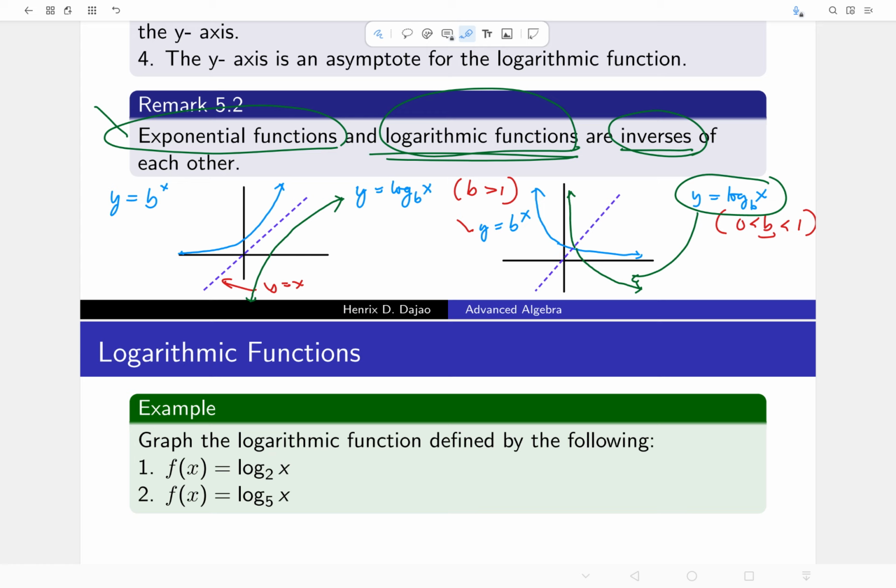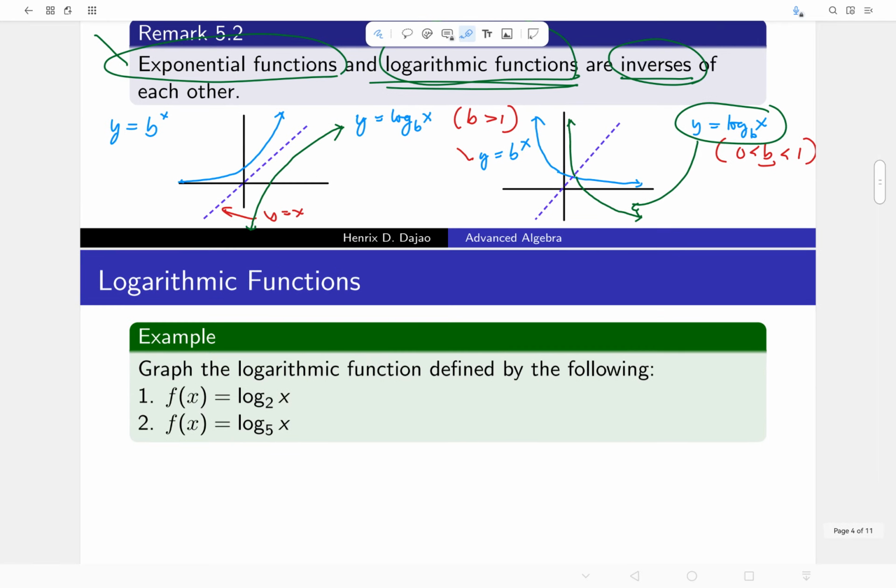So again, for remark 5.2, the idea is we're going to use the equivalent exponential function, that's the inverse, okay? We will use that exponential function in order to graph our logarithmic functions, because it's quite easy to graph the exponential function than the logarithmic. Since they are inverses, we will use the exponential function and then use the line y equals x as our reference for our reflection to graph our logarithmic functions.